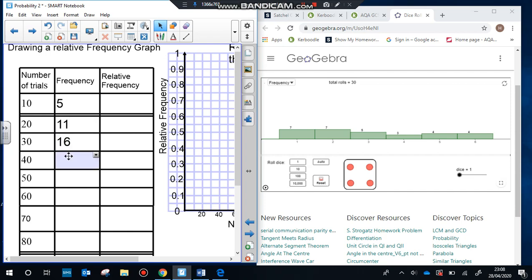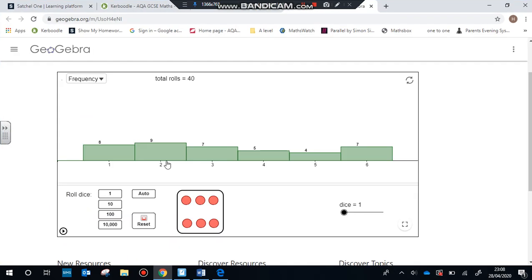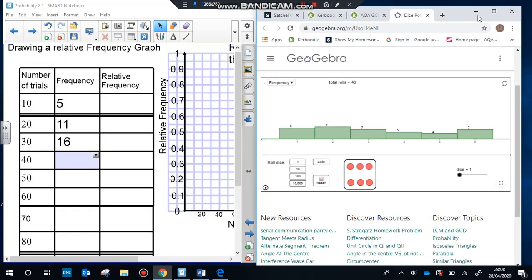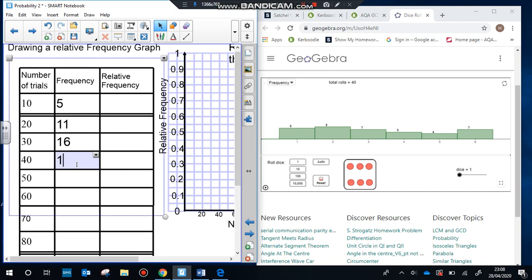And so up to number 40, so I'll do 10 again. Okay, I'm going to make that a bit bigger so I can read it. So we've got 8 and 7 is 15, add 4 is 19. Okay, so we'll put 19 in there.